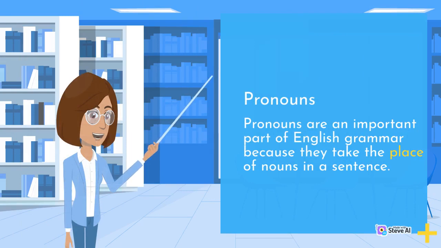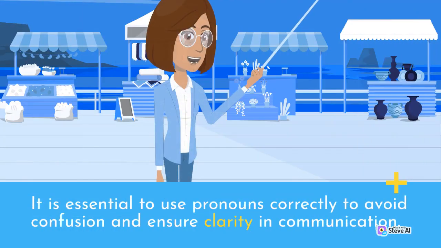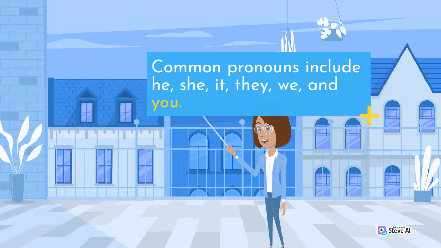Pronouns. Pronouns are an important part of English grammar because they take the place of nouns in a sentence. It is essential to use pronouns correctly to avoid confusion and ensure clarity in communication. Common pronouns include he, she, it, they, we, and you.